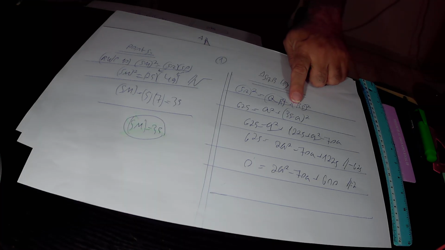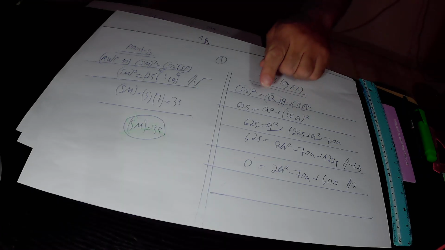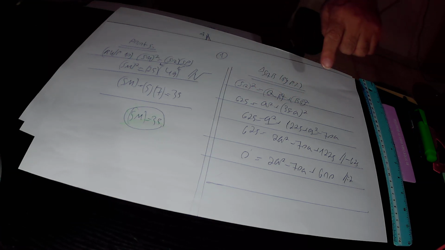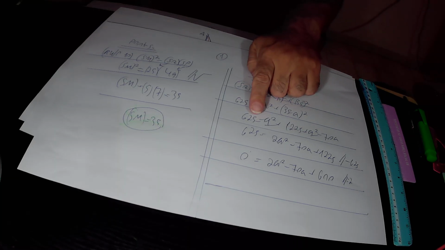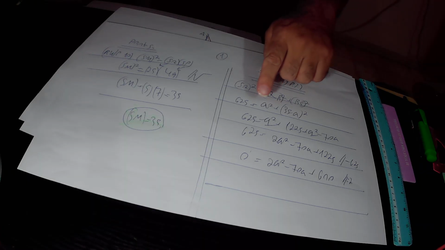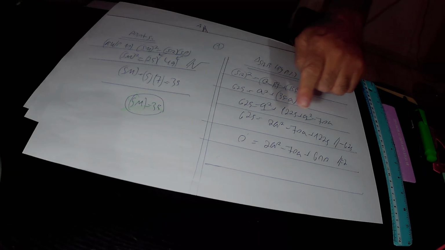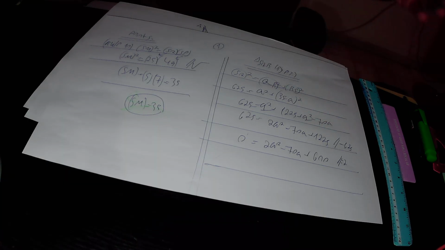Open the brackets of this expression. 35 minus a squared equals 35 squared, that is 1225, plus a squared, minus 2 times 35 times a, that is minus 70a. So 625 equals a squared plus a squared, which is 2a squared, minus 70a plus 1225. Here we subtract 625 from both sides, so on this side we have 0, while on the other side we have 2a squared minus 70a, and 1225 minus 625 is 600.